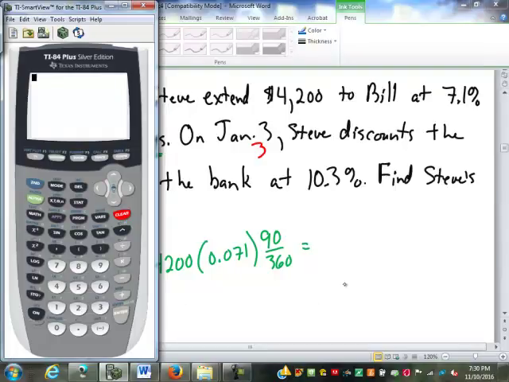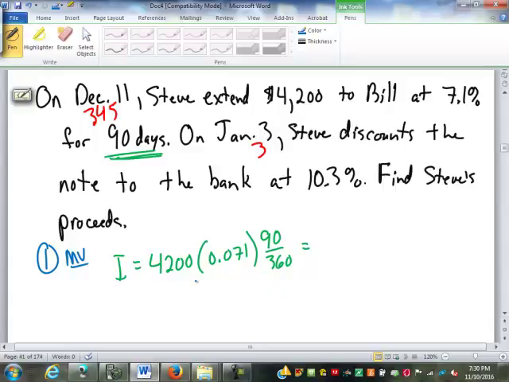You don't have to subtract? No, we don't. For the maturity value, you use the term of the original loan. Only if there's a partial payment made, do you subtract.